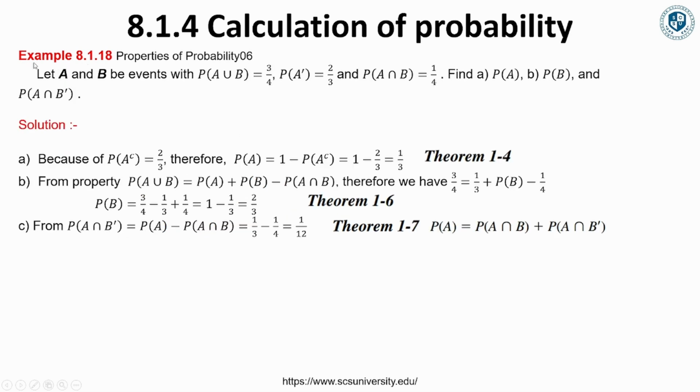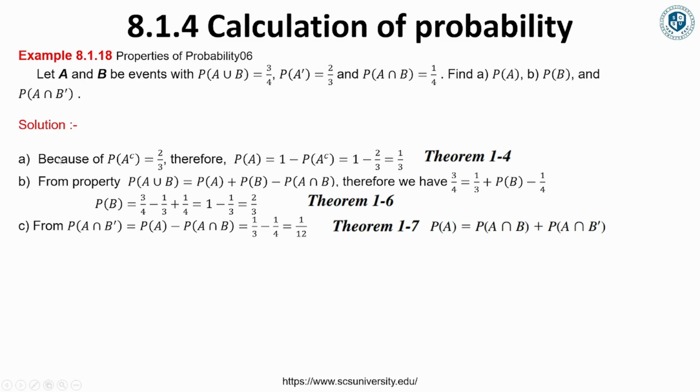Example 8.1.18, properties of probability 06. Let A and B be events with the probability of A union B equal to 3 divided by 4, the probability of A complement equal to 2 divided by 3, and the probability of A intersection B equal to 1 divided by 4. Find (a) the probability of A, (b) the probability of B, and (c) the probability of A intersection B complement.